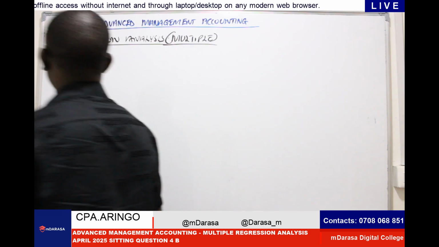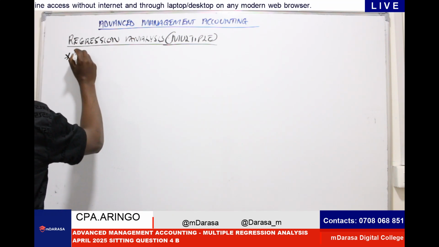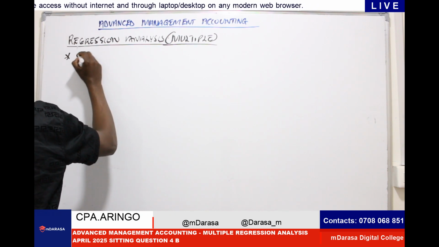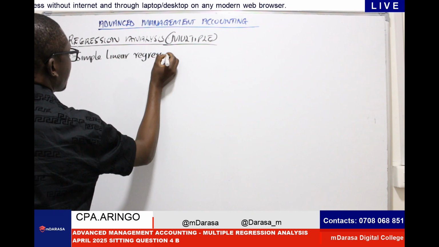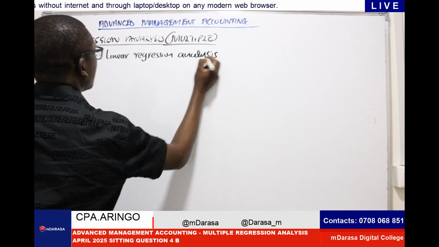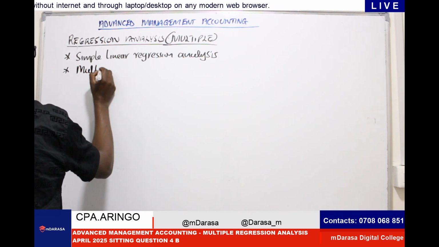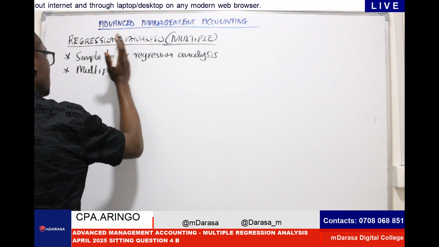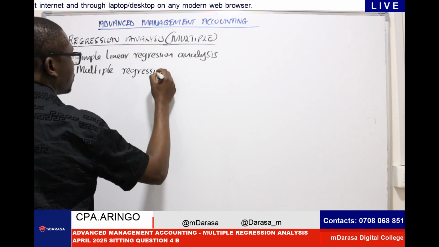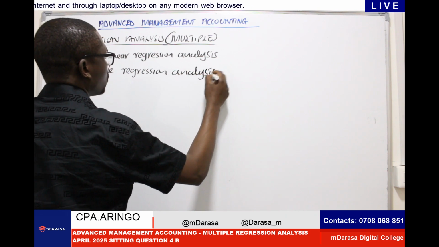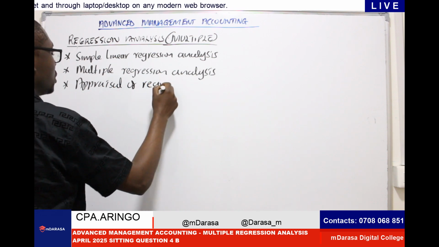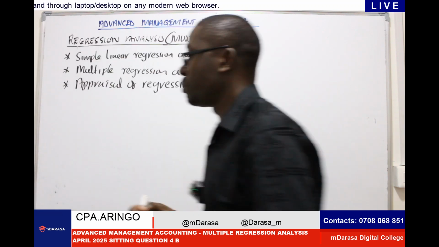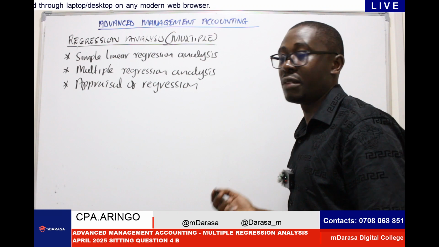So what you need to understand every time we are talking about regression is that we normally consider the following: simple linear regression analysis, multiple regression analysis, and we also talk about the appraisal of regression. These are the key components that you will always be required to understand when you're dealing with regression at Advanced Management Accounting.